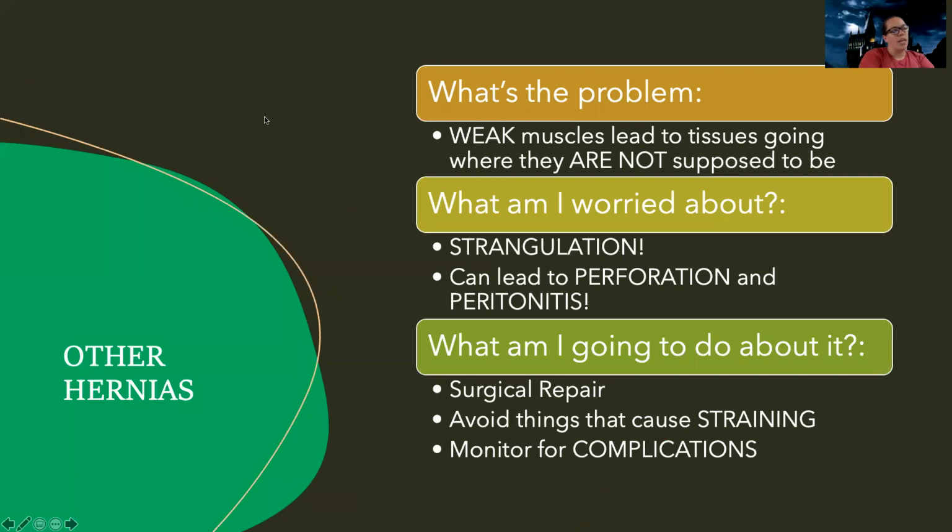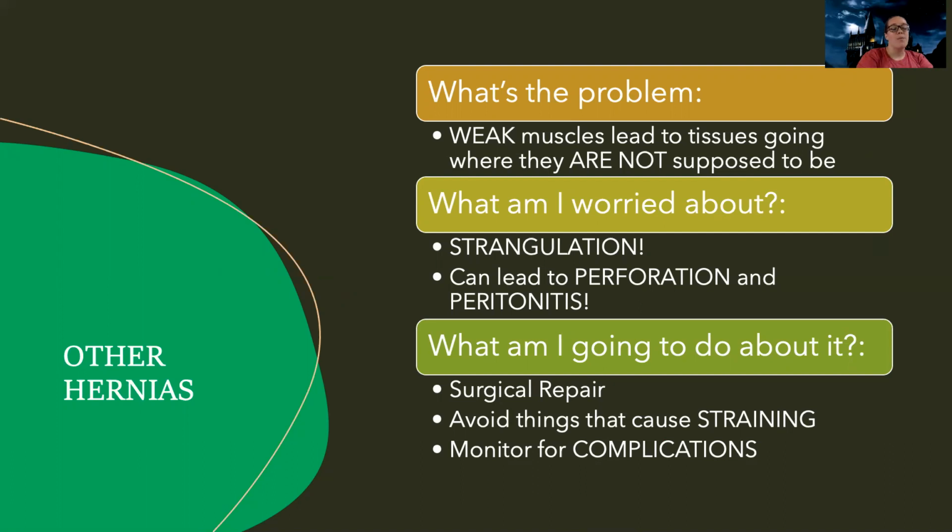So, other hernias. We talked about a hiatal hernia. There are other hernias like inguinal hernias, umbilical hernias, etc. And the problem is that there are weak muscles. It just depends on, of course, where the hernia is, like for the hiatal hernia, it's the diaphragm. But weak muscles lead to tissues going where they're not supposed to be, which is effectively a good way to understand it.